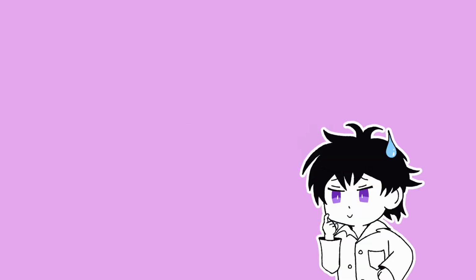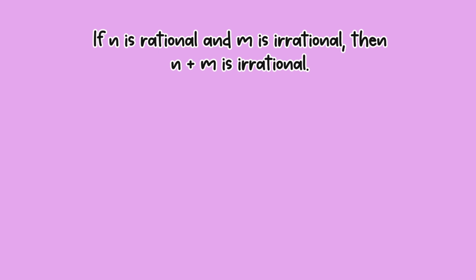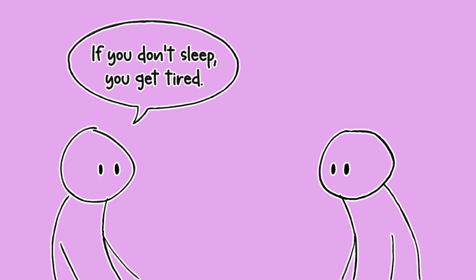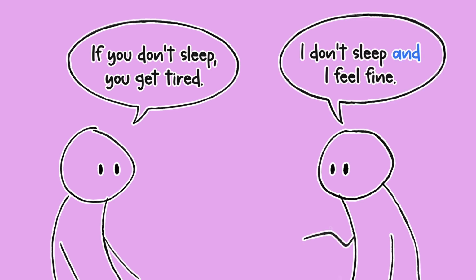Okay, that was a lot. Let's take a look at a more straightforward example to get used to indirect proofs. Our first step is negating the whole statement before using it to find a contradiction. The negation of a conditional statement is a conjunction of the hypothesis and the negation of the conclusion.